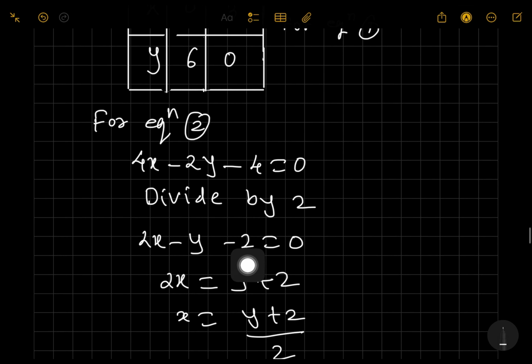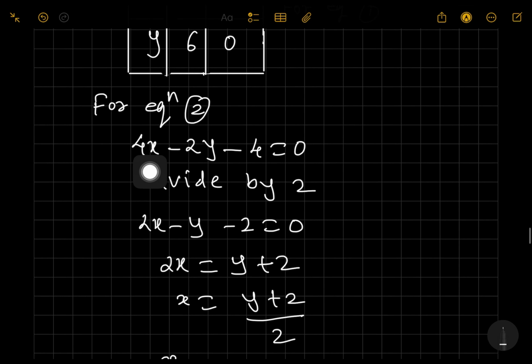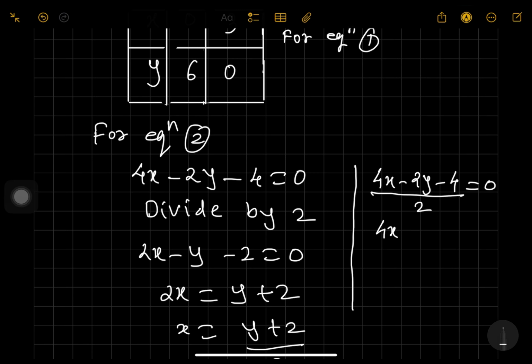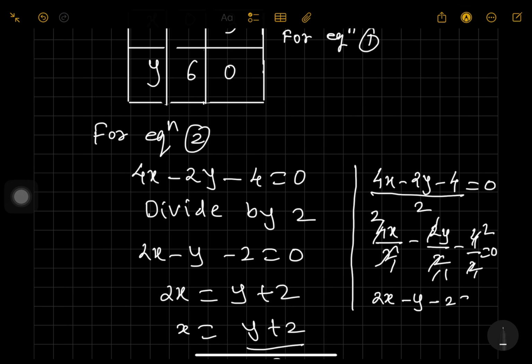So 2x minus y minus 2 equal to 0 if you are dividing by 2. Here you can divide: 4x minus 2y minus 4 equal to 0. Divided by 2, so 4x upon 2, 2y upon 2, minus 4 upon 2 equal to 0. 0 will come. So 2 twos are 4, here 2 will come, and 2 ones are 2, means we are getting 2x minus y minus 2 equal to 0.